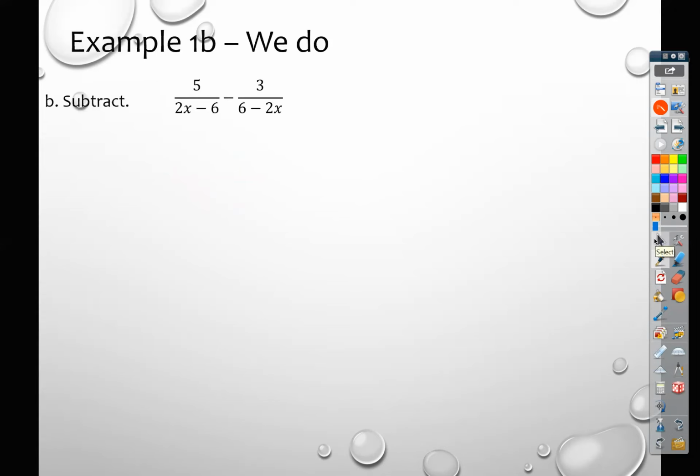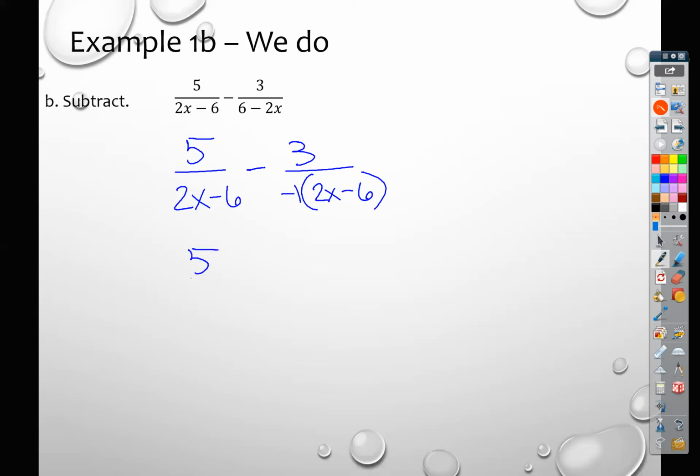Number 1b, 5 over 2x minus 6 minus 3 over 6 minus 2x. Now you can see that these denominators are opposites, kind of. So I'm going to change this around. If I factor out a -1, watch, if I factor out a -1, I can make that 2x minus 6. Now, if I have a negative and a negative, I can change that to plus 3 over 2x minus 6.